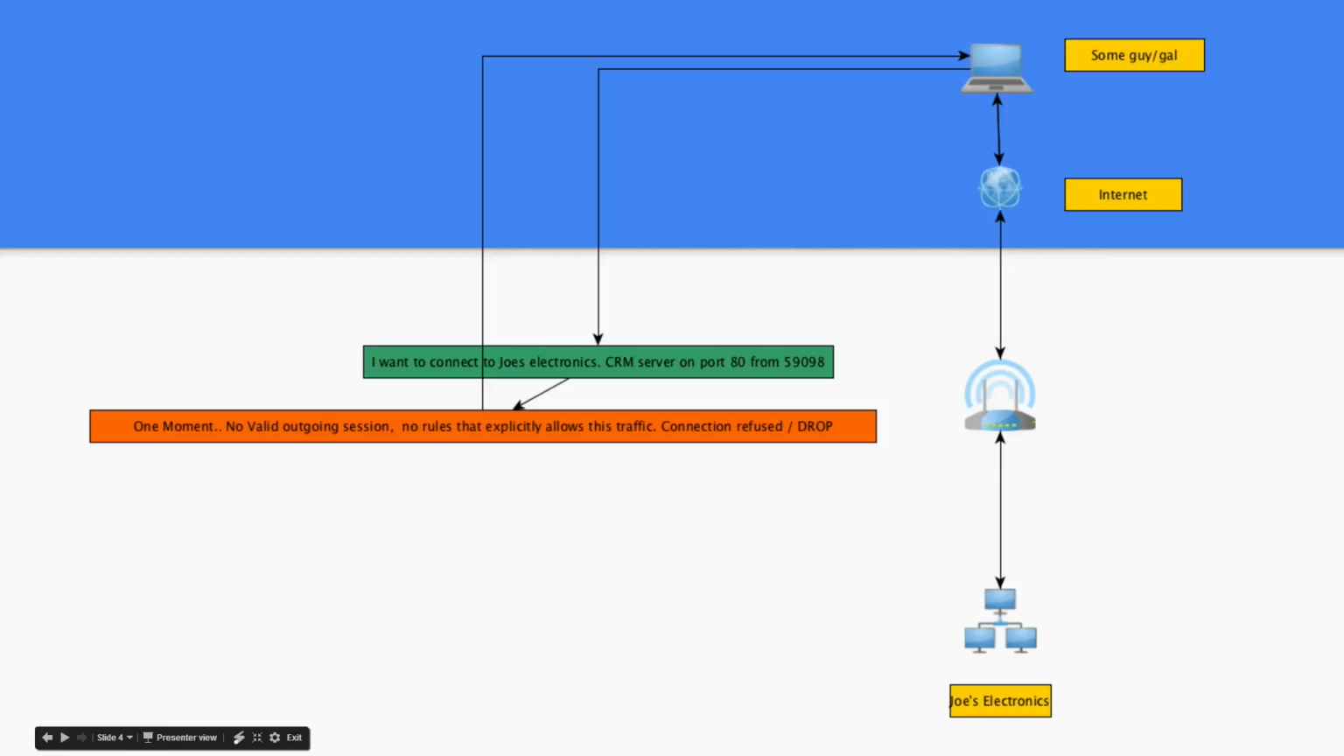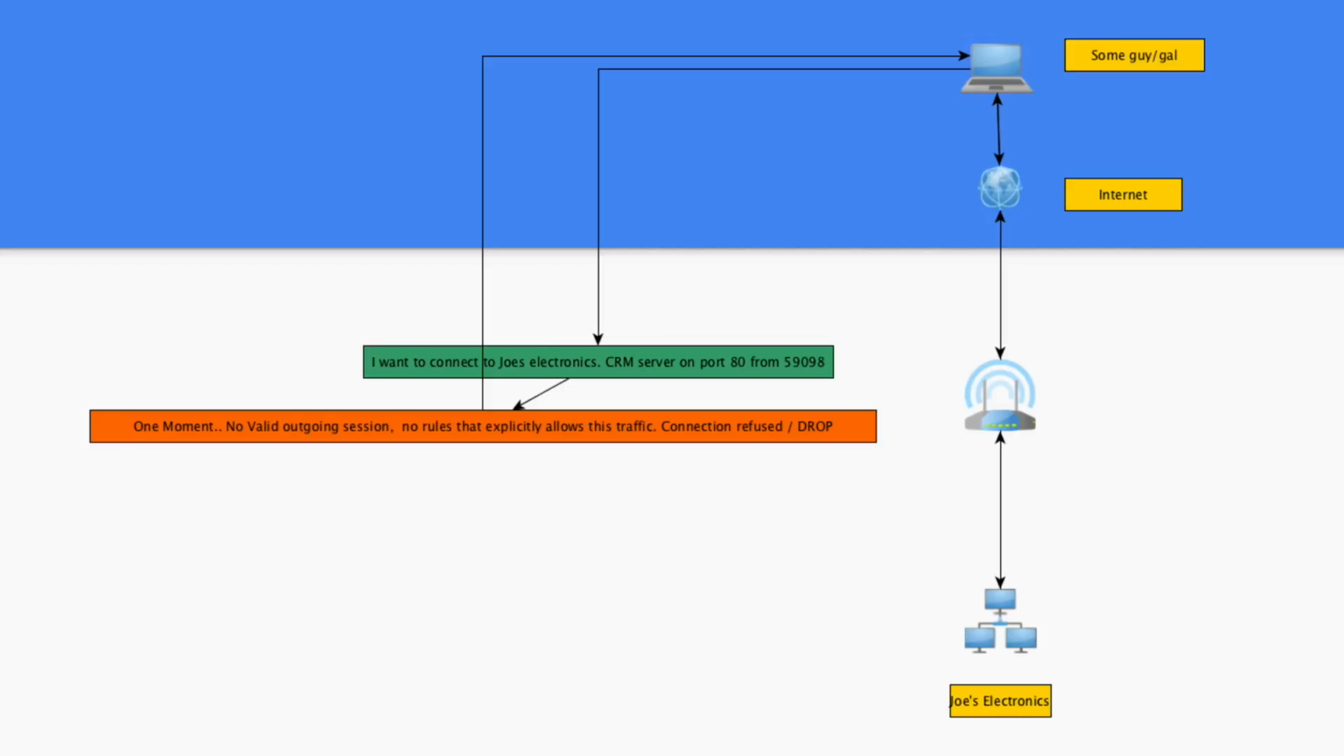This is what you want. So this is firewalling in action, just in a very broad sense. What you have here is Joe's Electronics, and Joe's Electronics is just a fictional company that I made up. It has a network, and in this scenario, Joe is just looking to secure his network.